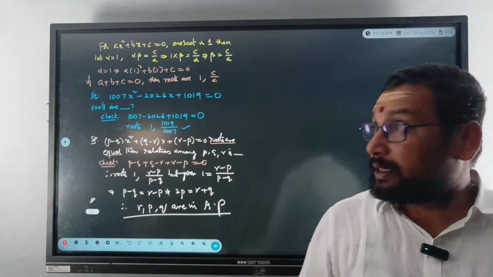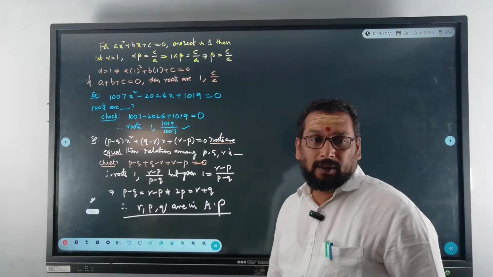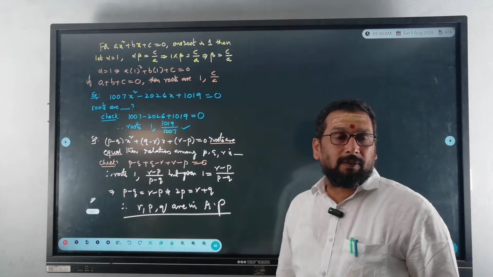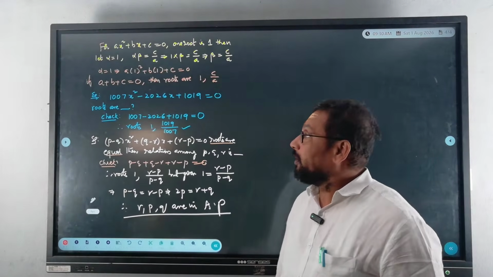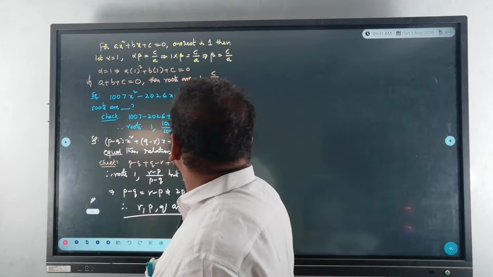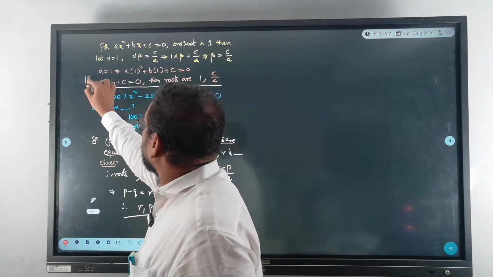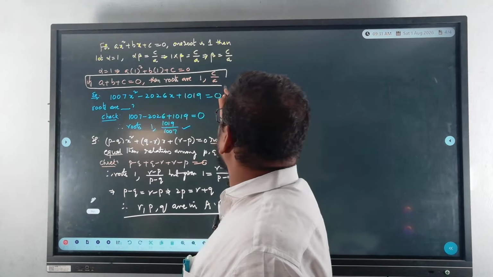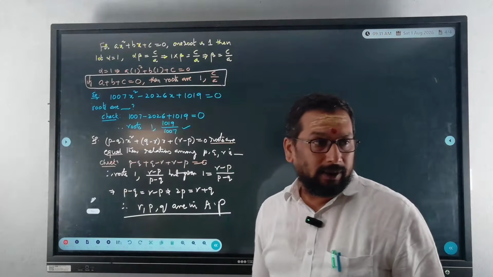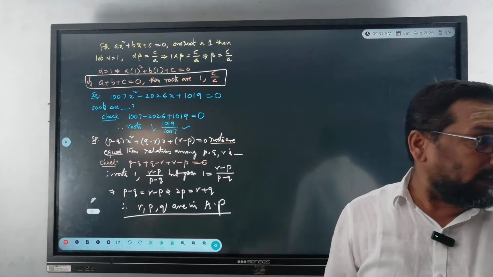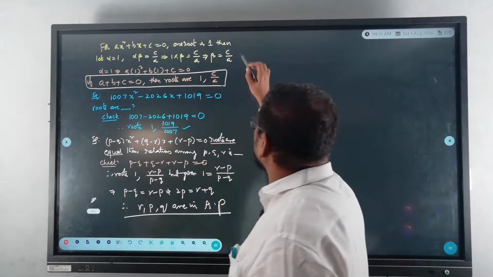Understood? So what is the concept here? If the sum of coefficients is 0, then the roots are 1 and c by a. That is what we have to observe.